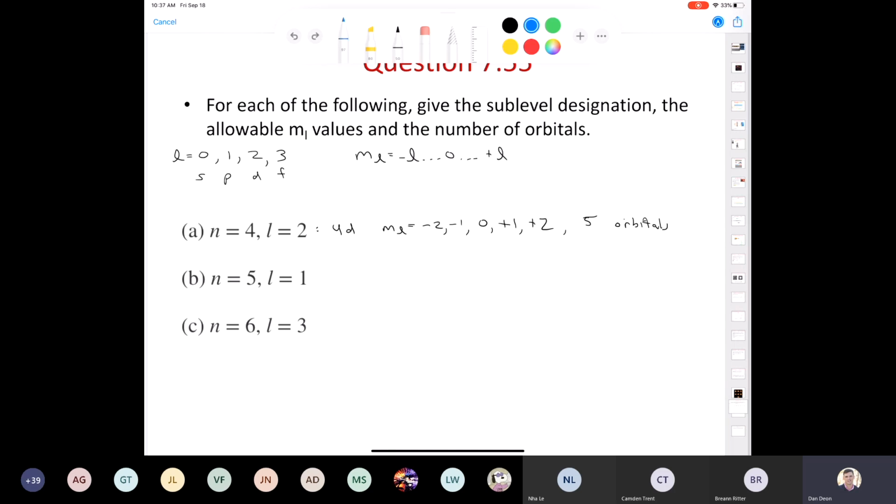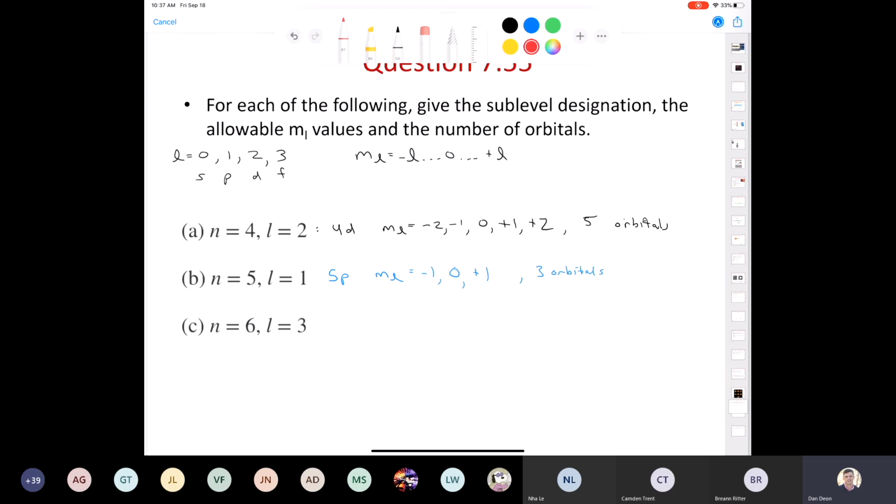We get n is equal to 5, L is equal to 1. So this must be a 5p orbital. The values of ML when L is equal to 1 must be minus 1, 0, and positive 1. And that's a total of 3 orbitals because each ML value represents an orbital.